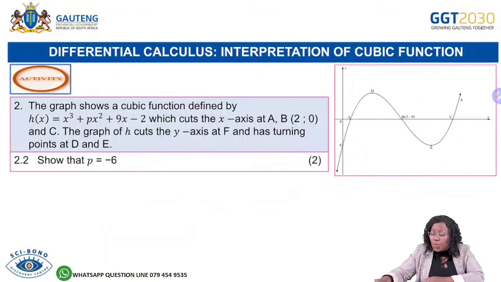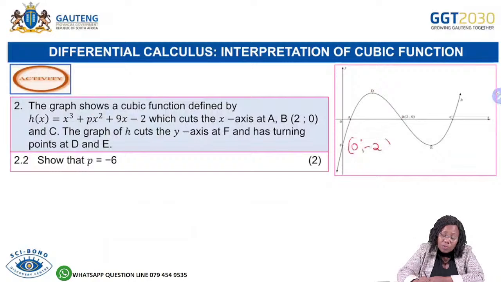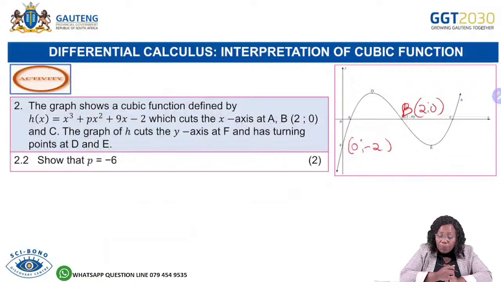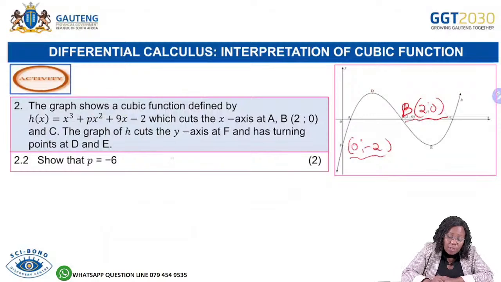And then 2.2, they say now show that p is minus 6. We now have F here as 0 and minus 2. And then remember we are given B there as 2 and 0 also. Now they say show that p is equal to minus 6. So we are going to choose this point B. We can't use that one, grade 12, otherwise it will cancel everything. We are going to rely on B, 2 and 0 there.